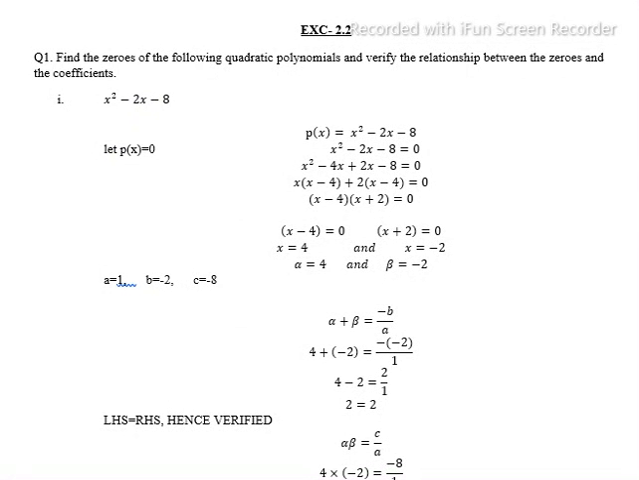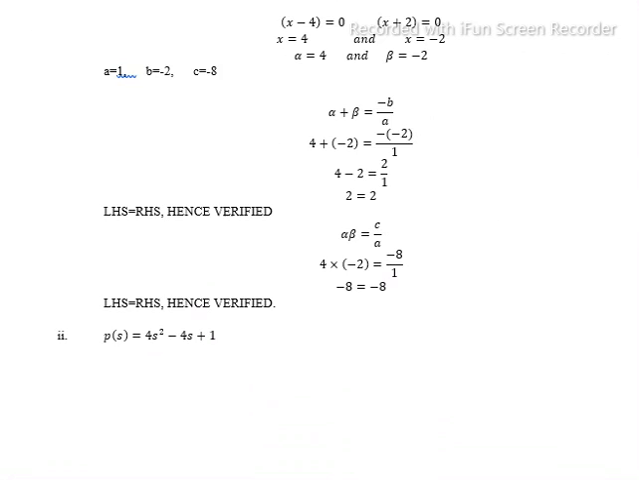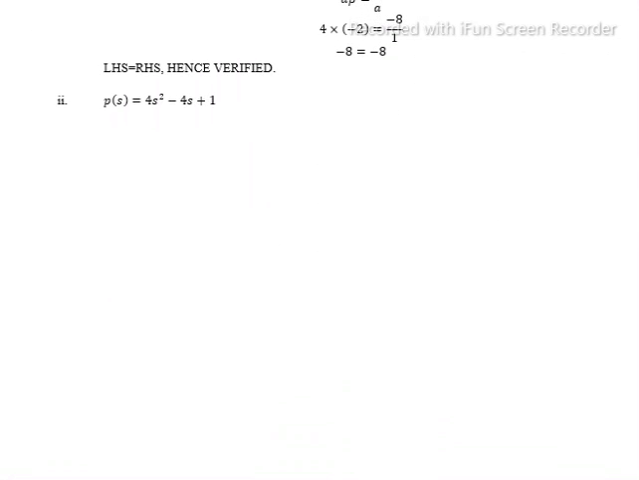Exercise 2.2, question number 1, part 2. Second question: p(s) is equal to 4s square minus 4s plus 1. In this question, we have to find the zeros and verify the relationship.